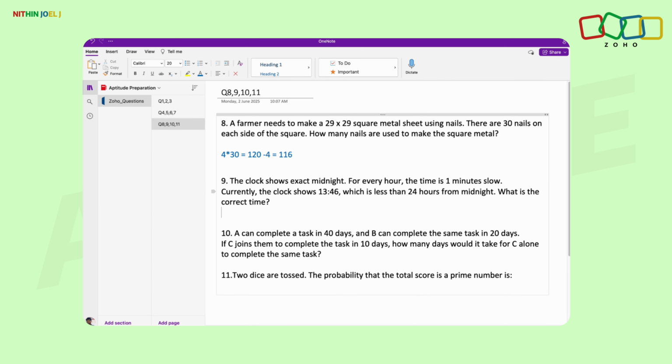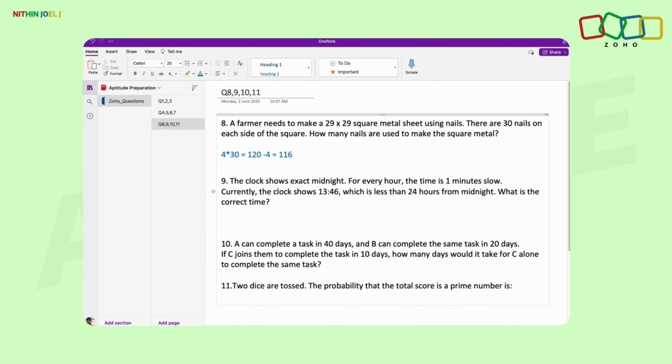So now let's consider the 9th question. The clock shows exact midnight. For every hour, the time is 1 minute slow. Currently, the clock shows 13:46, which is less than 24 hours from midnight. What is the correct time? So this can be a digital clock also, because we are not speaking about hands of clocks over here. So we can consider a digital clock.